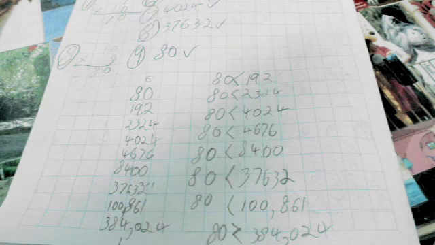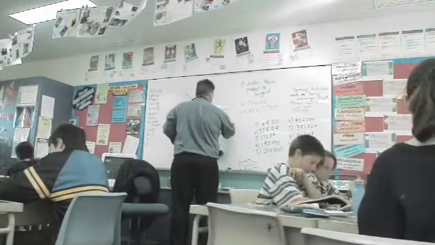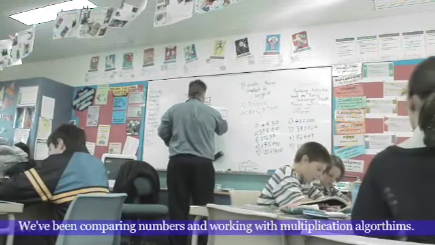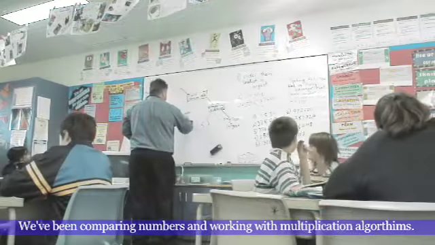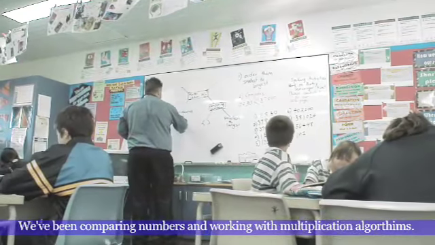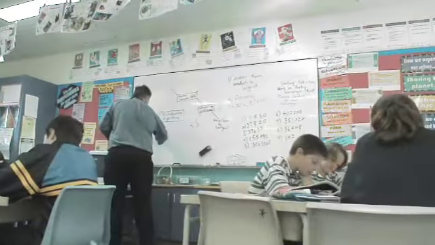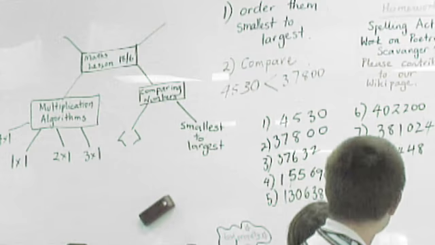Who's just following us? We've been comparing numbers. Okay, multiplication algorithms. 2 by 2. Yep, we've started off with 1 by 1, and then we've started off with 2 by 1, and sometimes people have got to 3 by 1, and maybe even 4 by 1.